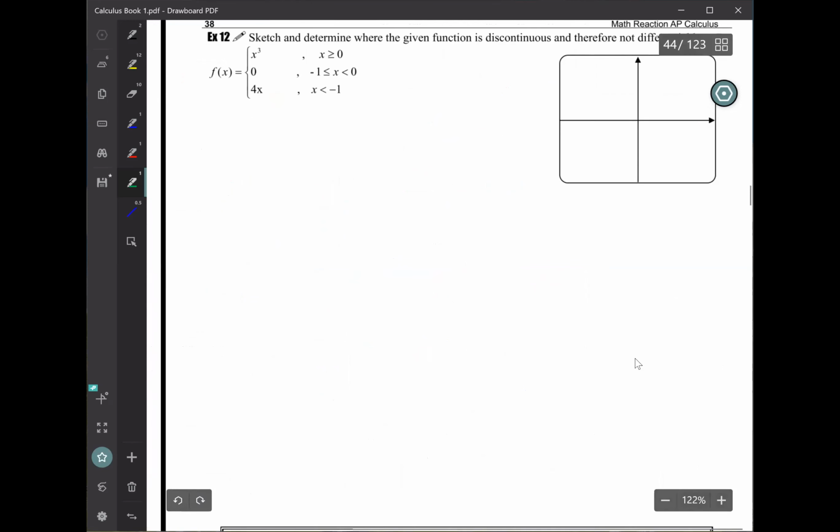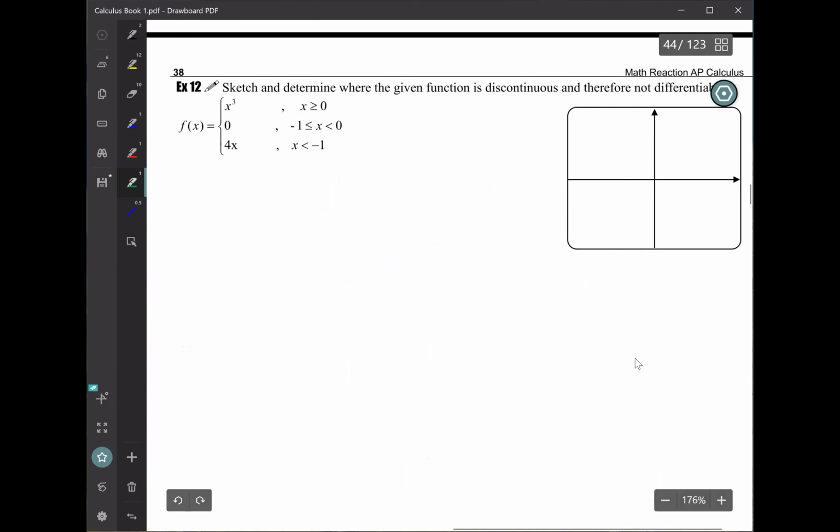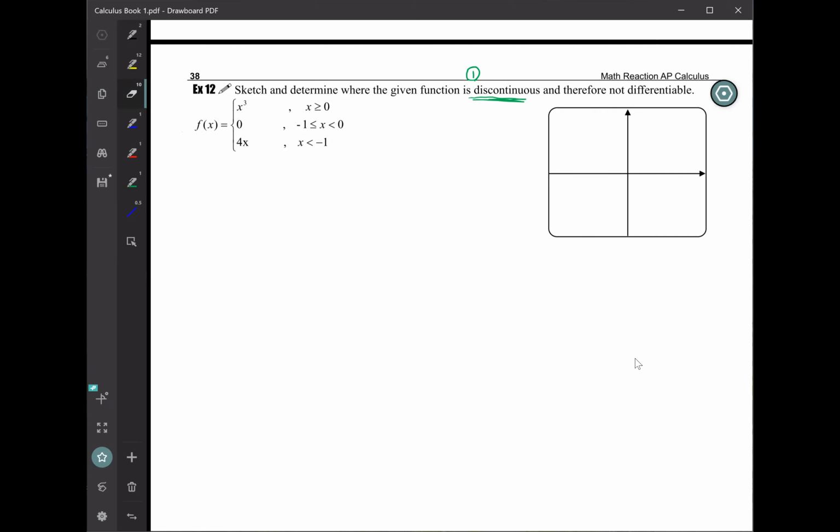Question 12. Here we have a piecewise function. Please sketch it and determine where it's discontinuous. That's the first thing: you want to check whether it's continuous or not. If it's not continuous, for sure it's not differentiable. So you just check continuity. Don't draw the graph yet. I want you to try to check continuity without graphing, and then we'll double check with the graph.